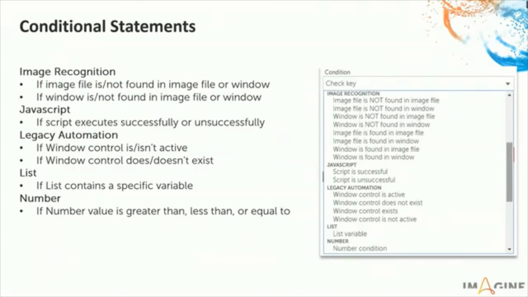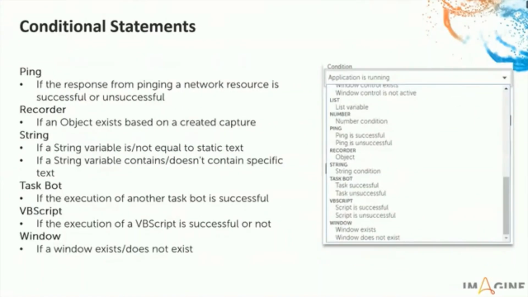For some of the previous legacy app automations that were imported or migrated into A2019, we have some specific types of actions we can check for those. If a Windows control is active or not, or if it exists or does not exist, we can use those here. The list action, if a list contains a specific variable, we can check that using the if condition. If a number variable is greater than, less than, equal to, that condition can be used using the conditional statements.